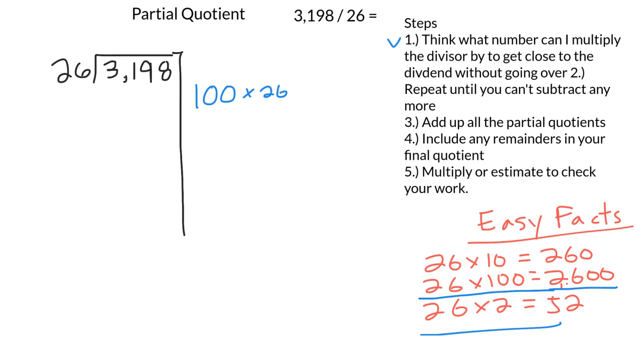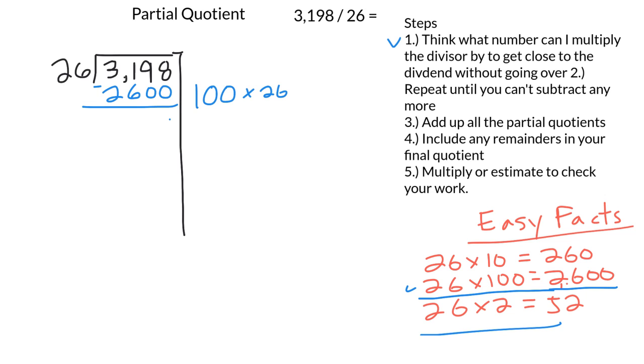And then that product to 100 times 26, I'm going to put right underneath my dividend and then subtract. So I see down here in my easy facts that 26 times 100 is 2,600. And then we are going to subtract. And what's going to happen each time we find a part of our quotient is we're going to get a new problem or a new chunk of that dividend to break down into pieces.